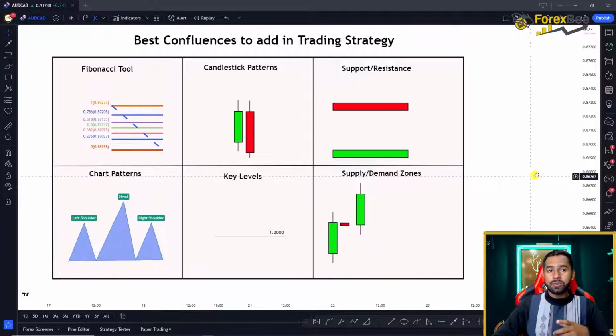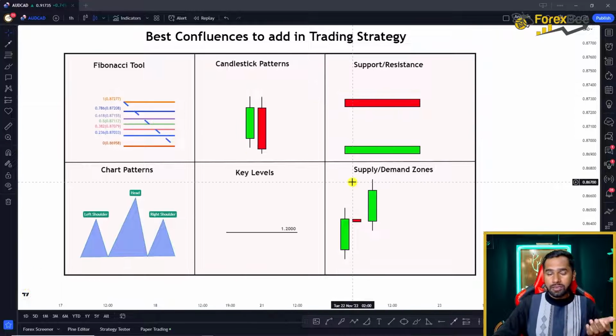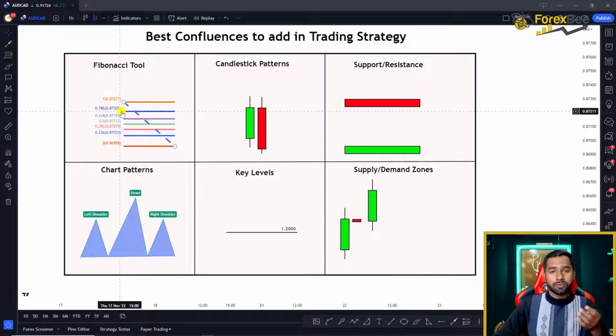So here we can see a chart of a few of the very good confluences that can be used along with each other or along with any analysis that you're doing. The first one is the Fibonacci tool, and the second one is the candlestick patterns. Then we have the support and resistance zones, the chart patterns, key levels, and supply and demand zones. In this video, we are mainly going to be focusing on the supply and demand zones and key levels, or supply and demand zones and the Fibonacci retracement tool.